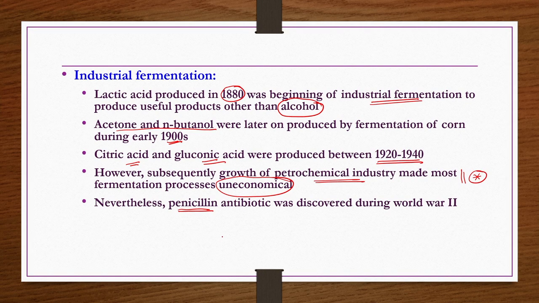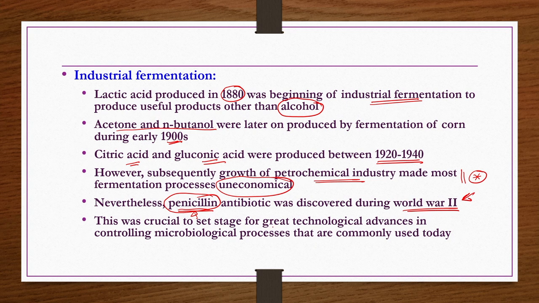But then comes the king of fermentation industry products, the penicillin antibiotic, which was discovered during World War II. It was very useful in those days because many people were getting injured, and this antibiotic produced by penicillin was curing the wounds very quickly. After this penicillin development, the fermentation industry was never set back, and it kept moving forward, competing with the synthetic chemical industries as well. Most of the antibiotics available in today's pharmaceutical industry are because of the fermentation process only.